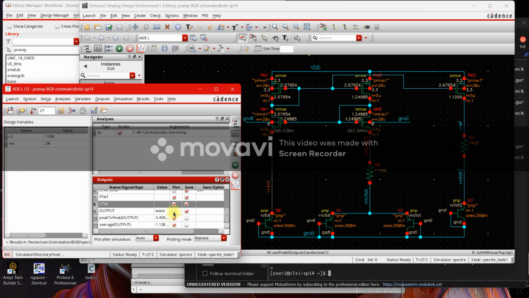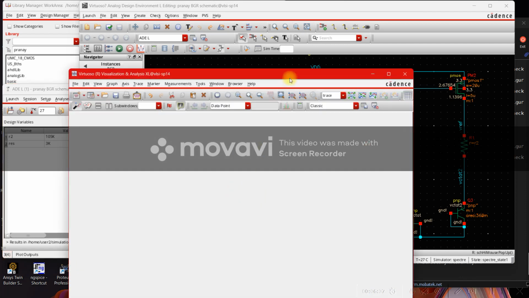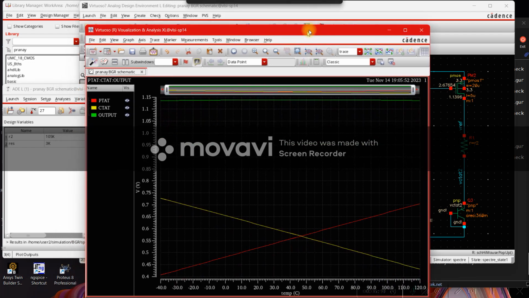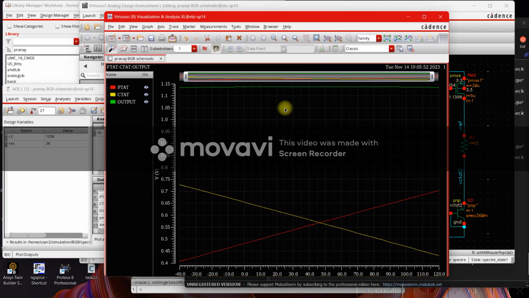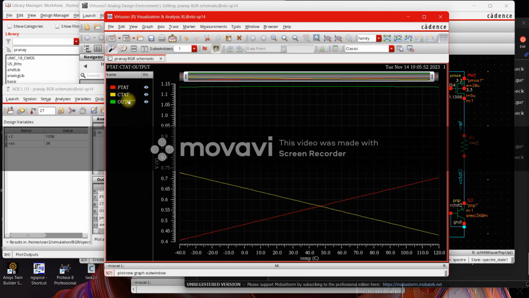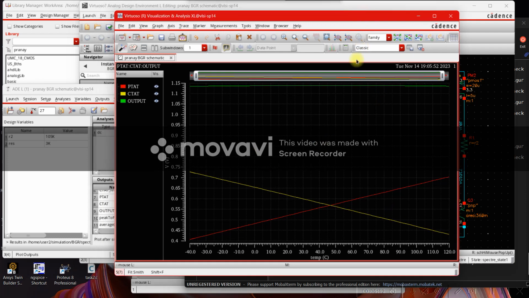This is the PTAT, this is CTAT, and this is the output. PTAT is the difference between these two nodes, CTAT is the voltage at this node, and the output is the voltage at this node. As you can see, the PTAT, CTAT, and the output, the three plots are in this figure, and we can fairly observe that the rate of decrease and the rate of increase are approximately equal. Then we're getting a constant output voltage across the temperature.